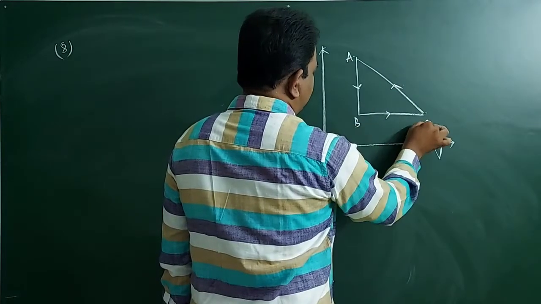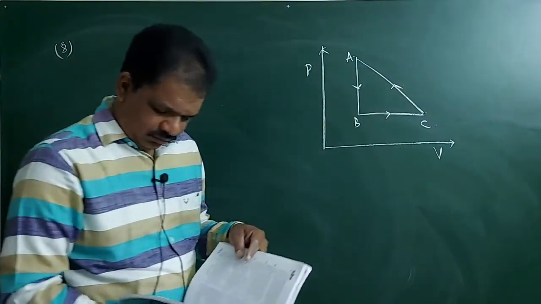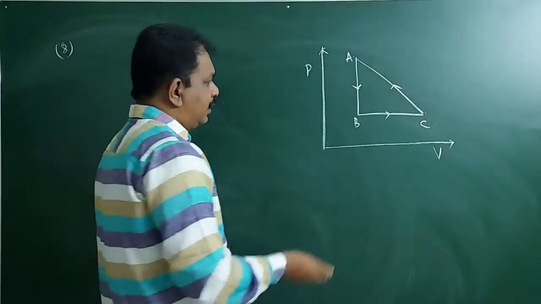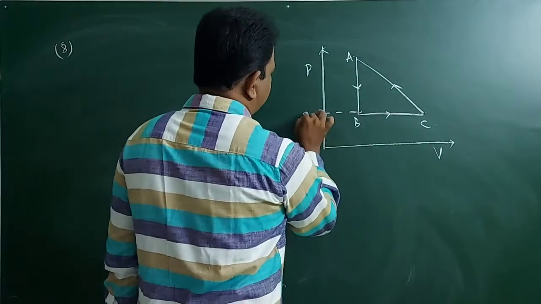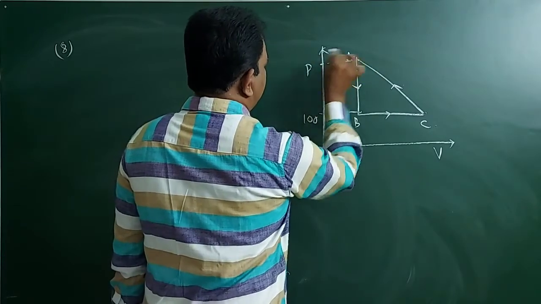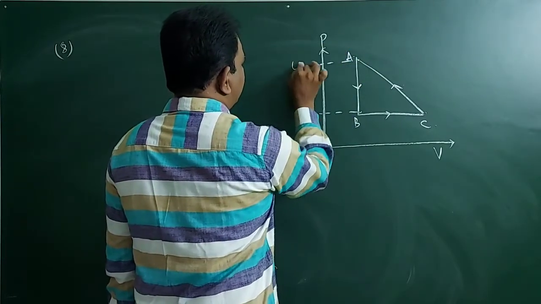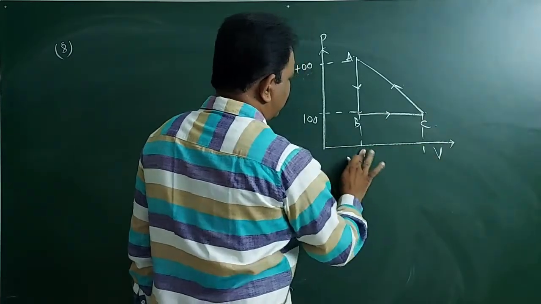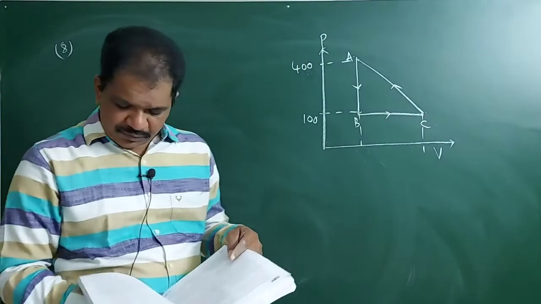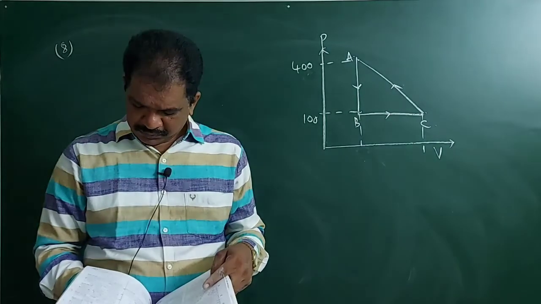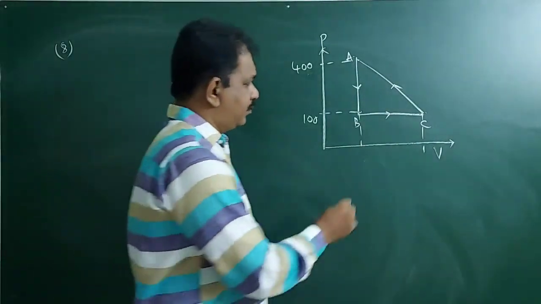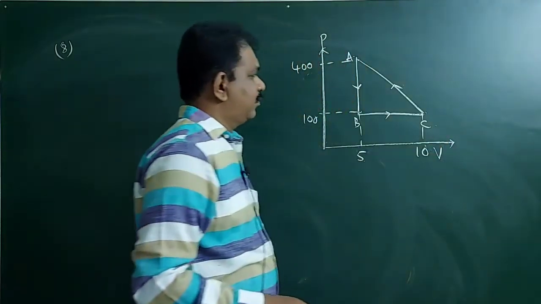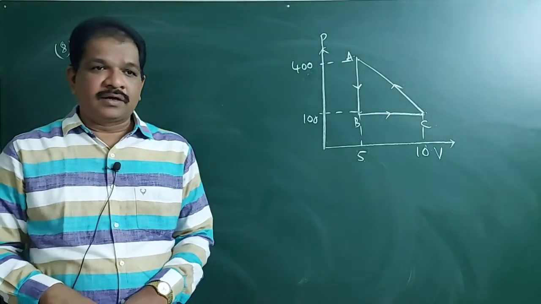A, B, C, okay. Here 100. Here 400. Here this value 5. Here this value 10. What is the work done?